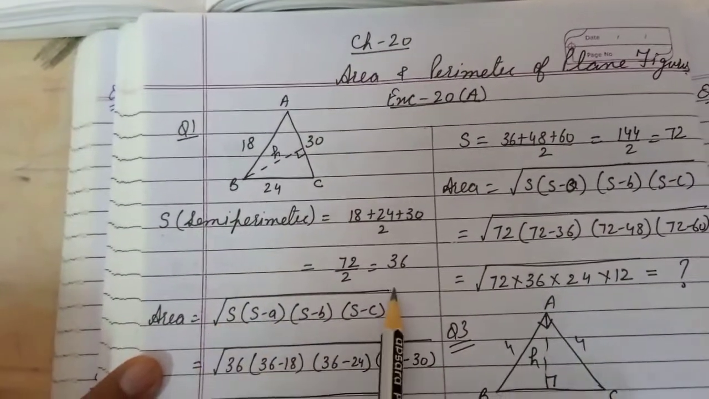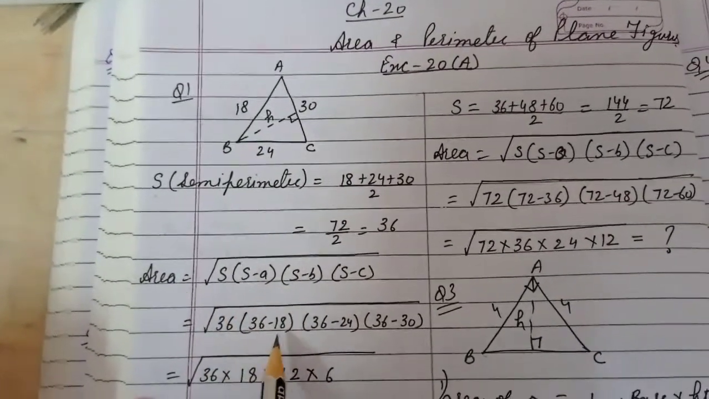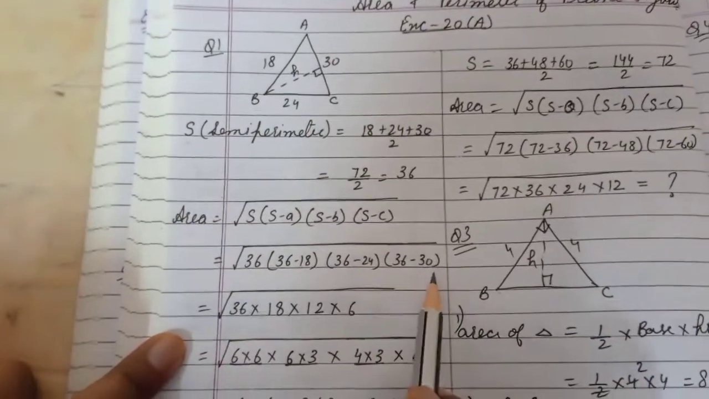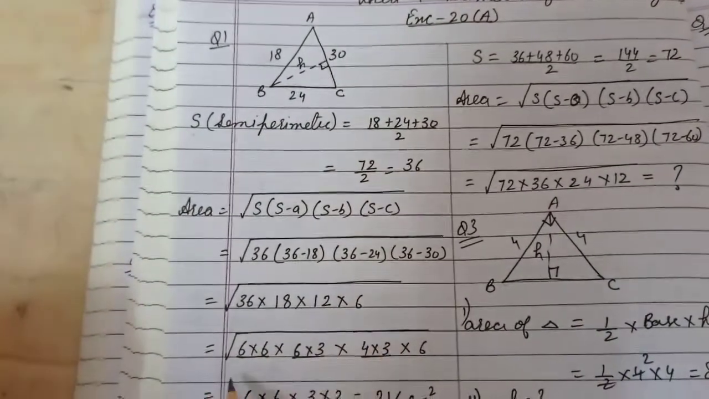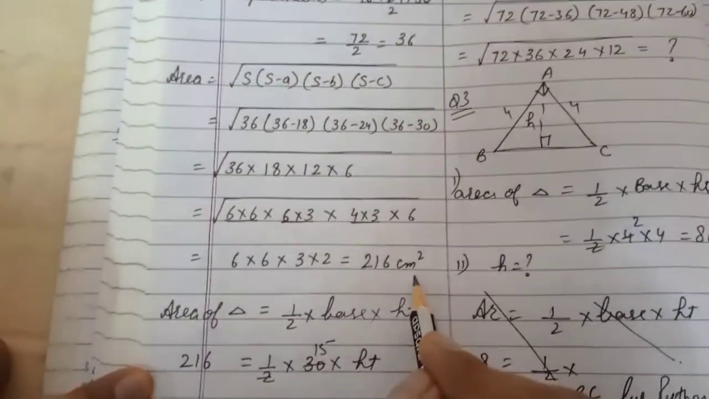Now this formula I just told you, put the values. S is 36. 36 minus first side, which is 18, 36 minus second side 24, 36 minus third side 30. So when you put the values here, the area will be 216 centimeter square.